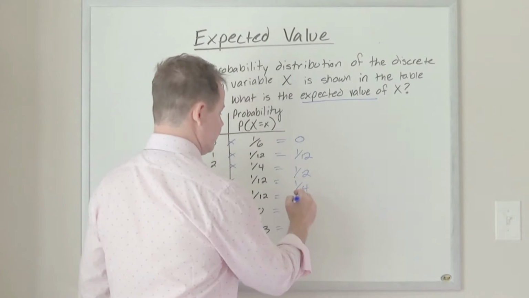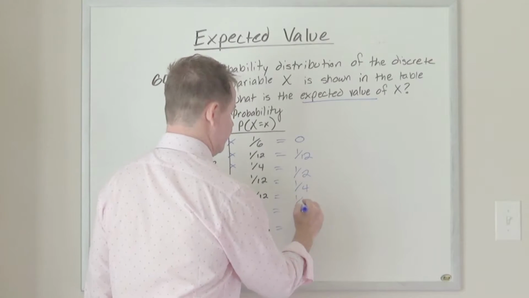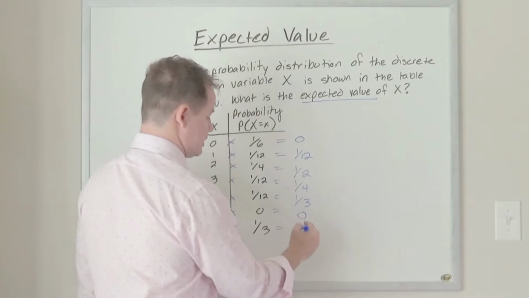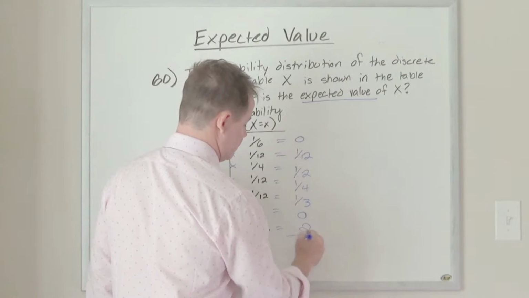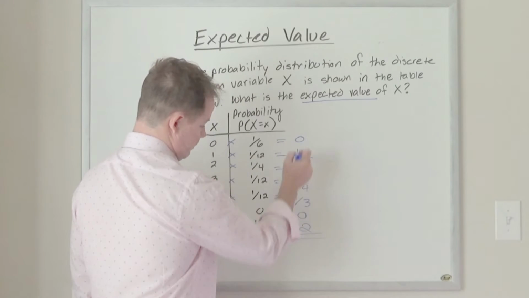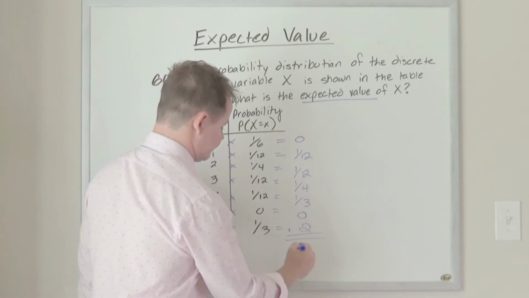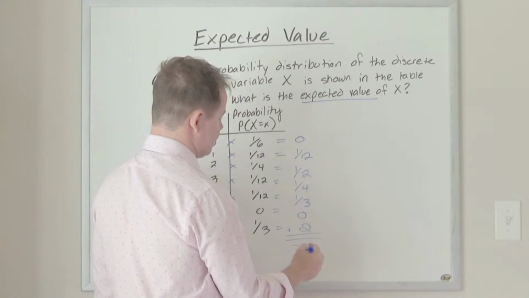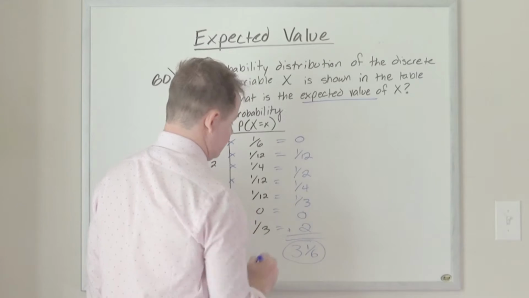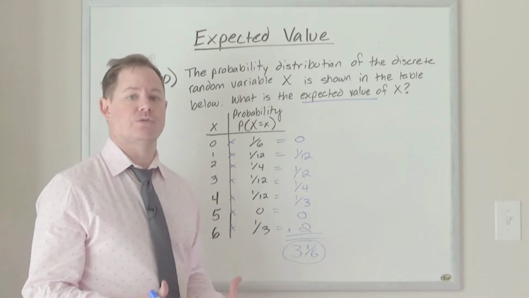4 times 1/12 is 4/12, or 1/3. 5 times 0 is 0. And 6 times 1/3 is 6/3, or 2. And if you simply add all of those up, so our last step, we're going to add that column together. And this would add up to 3 1/6. And that is our answer to this question.